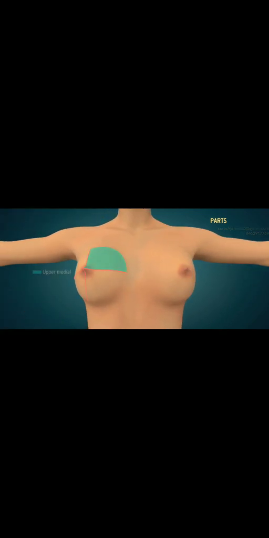Parts. The broad base of the mammary gland is in contact with the chest wall. Its pointed apex bears the nipple. The breast is divided into 4 quadrants, that is upper medial, upper lateral, and lower lateral.